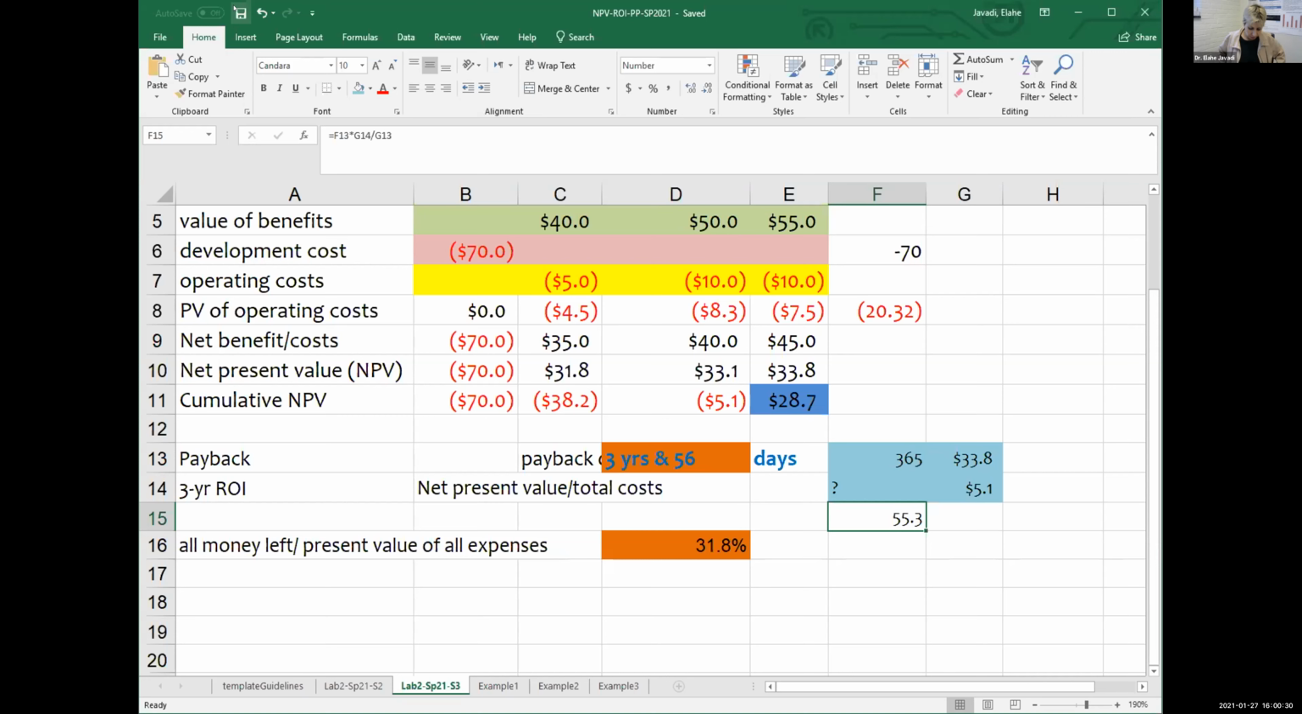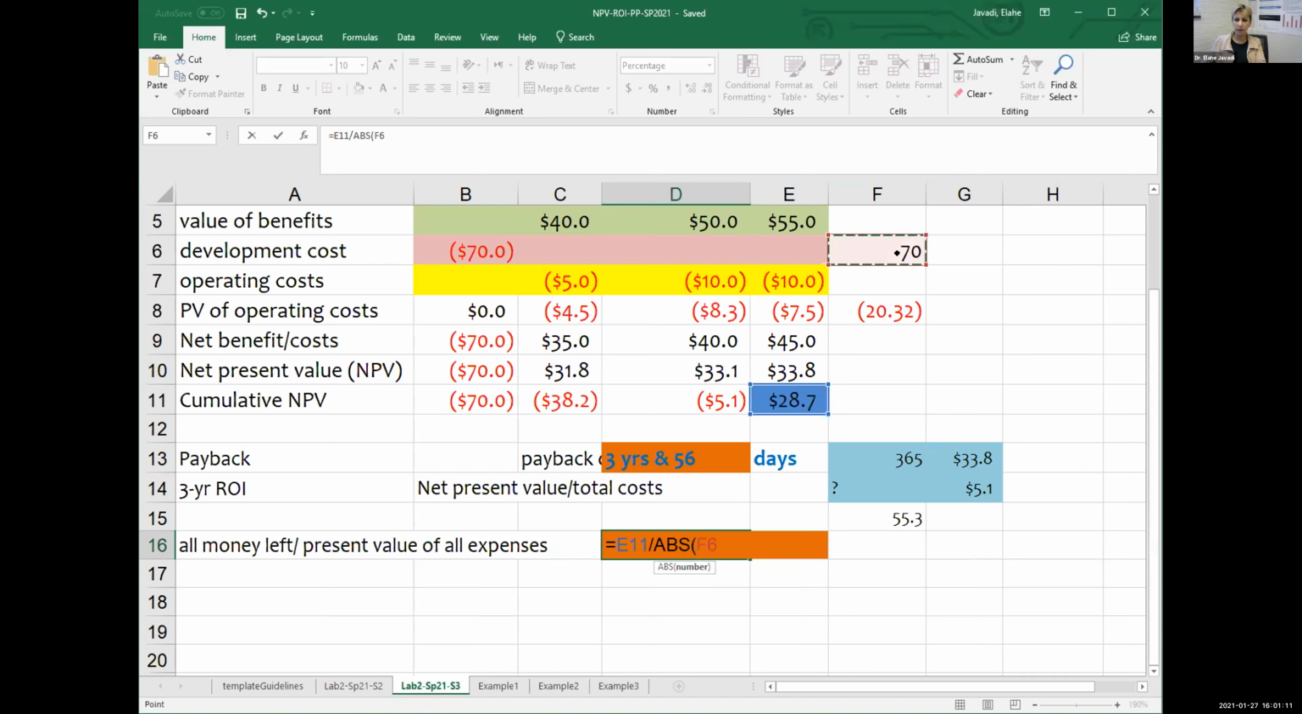Anybody else wants me to repeat any of the steps? Can you repeat the one for D16 again? Yes. D16 goes like this. You're going to get peak NPV at the end of the project's life cycle, cumulative NPV. That's the money that you have at the end, considering all expenses and all the earnings. So equal sign, select cumulative NPV for year 3, divided by absolute value, ABS, parentheses of these two numbers added. Total of development cost, I select F6, plus total of present value of operating cost, that's in F8.